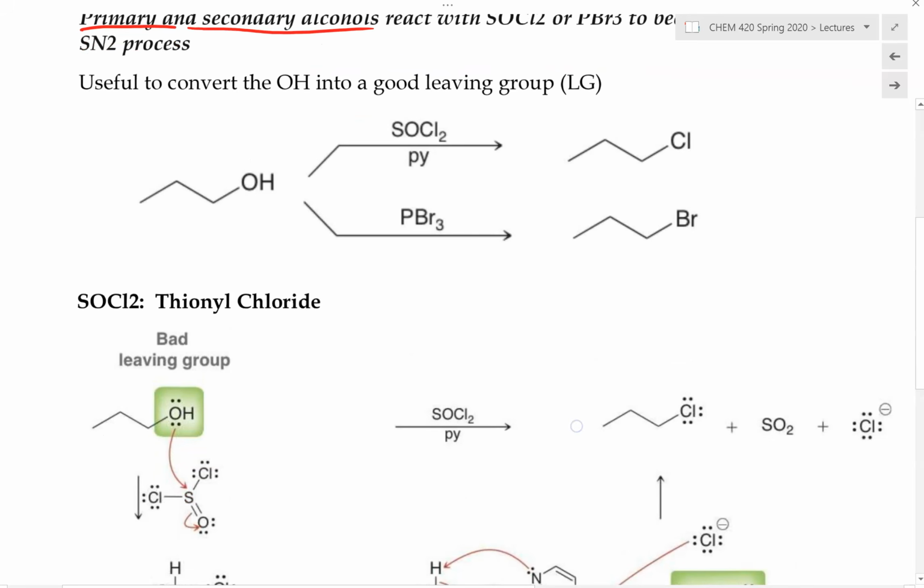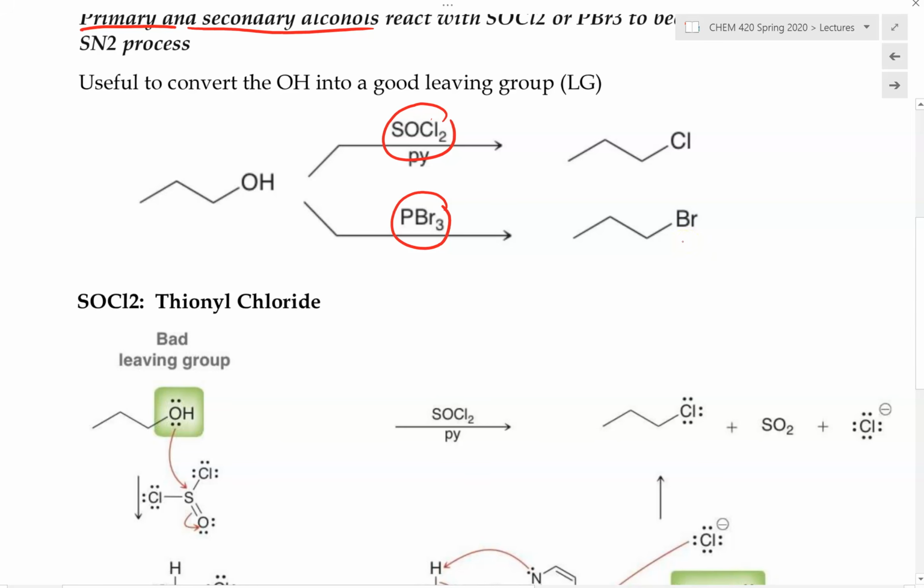And those two chemical reagents are first thionyl chloride with the chemical formula SOCl2, and the second one is phosphorus tribromide. So these are the two chemical reagents right here. Thionyl chloride would be able to convert an alcohol into the alkyl chloride, versus PBr3, which will be able to convert an alcohol into the alkyl bromide.